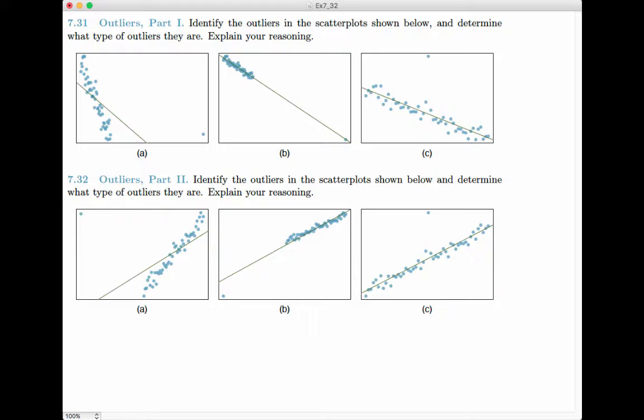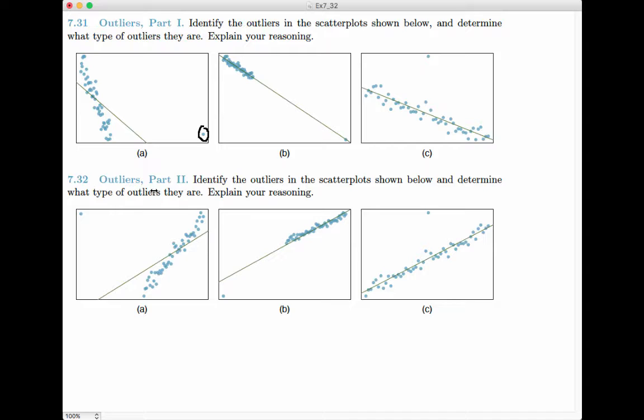Explain your reasoning. So in A, B, and C, we have an outlier in each one of our scatter plots, and they want to know what type of outlier is present there. So if we take a look at the outlier that we're given here, we see a couple of distinct things about it.